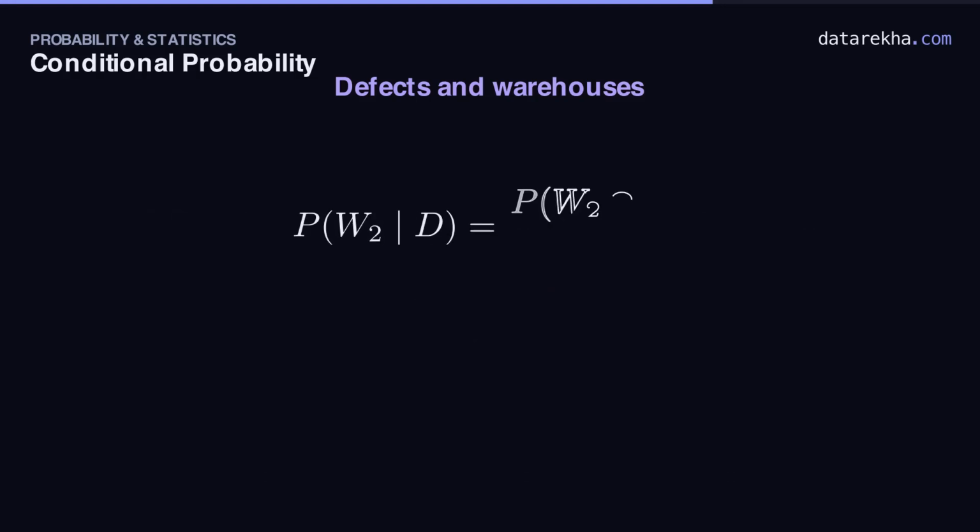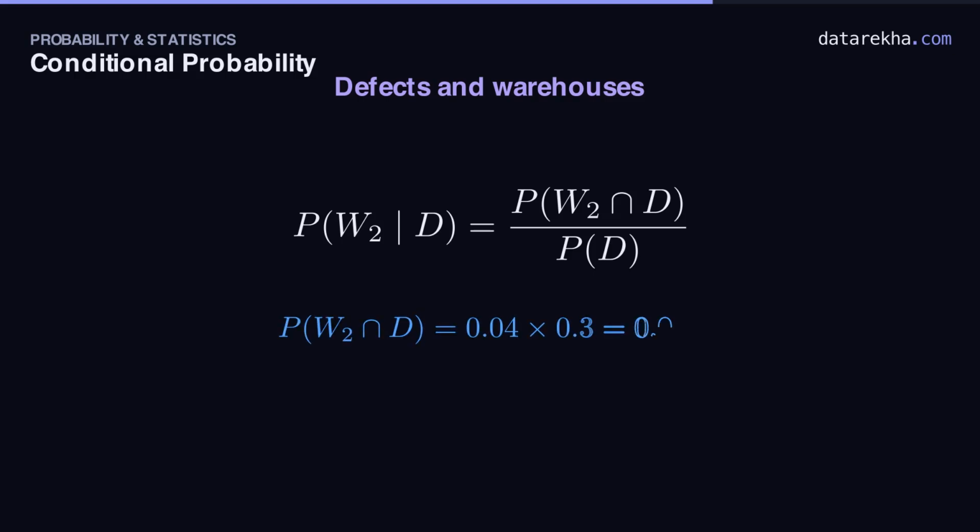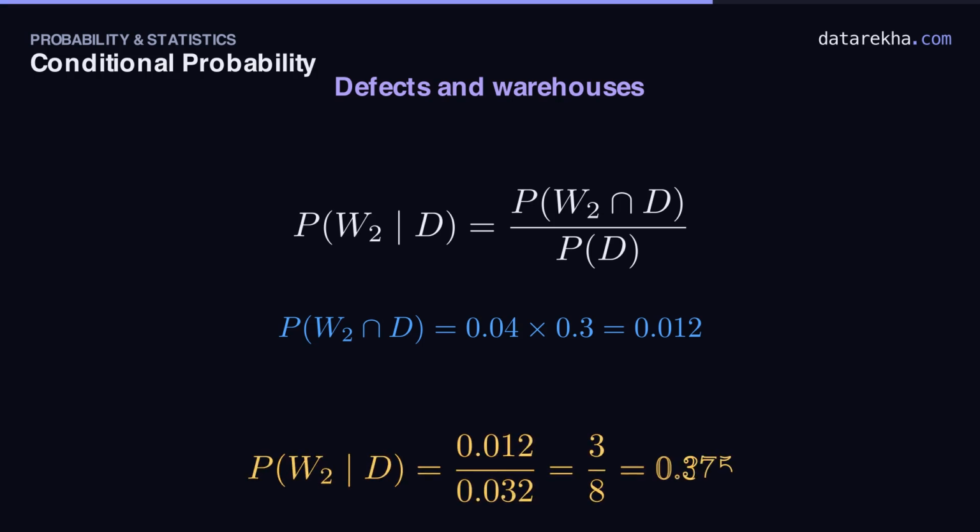Part 2 goes the other direction, from a defect back to a warehouse. Straight from the definition, P of W2 given D is the joint probability, W2 and D, over P of D. We already know the bottom, 0.032. The top is the warehouse 2 term from a moment ago, 4% of 30%, which is 0.012. Divide. 0.012 over 0.032 is 12 over 32, which tidies to 3/8, 0.375.